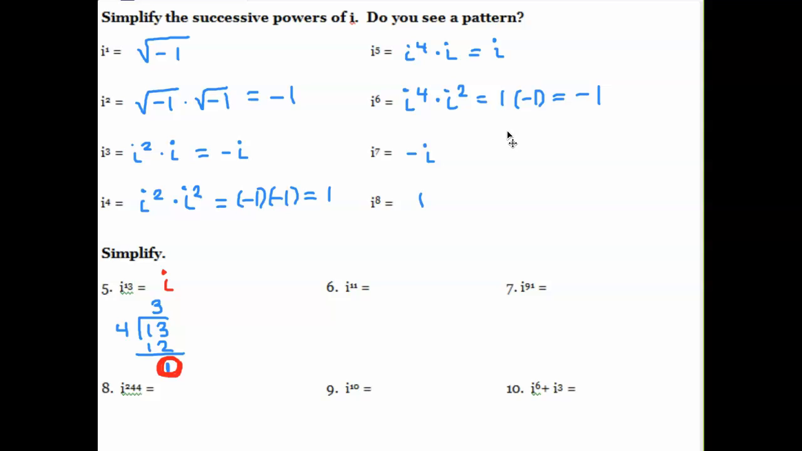So same with the next one. You take 4, divide it into 11. So we know that 4 goes into 11 twice. That's 8. So we get 3. That remainder of 3 tells me that i to the 11 is the same as i cubed, but i cubed is negative i. So i to the 11 is negative i.